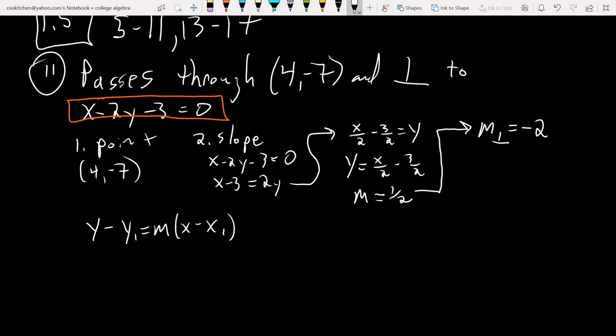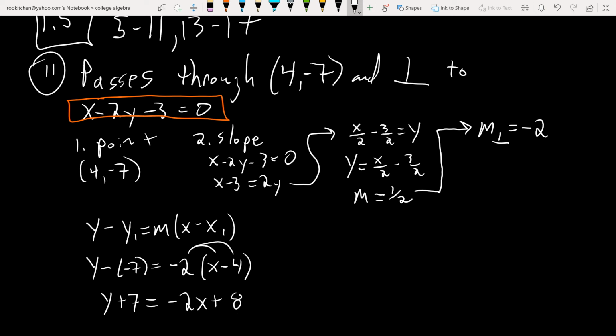And chug away. So we have y minus y1, which is -7, equals the slope -2 times x minus x1. So x1 is 4. Okay, so y plus 7 equals -2 times x minus 4, distribute, right? So -2x plus 8. Solve for y. So y is -2x plus 1.